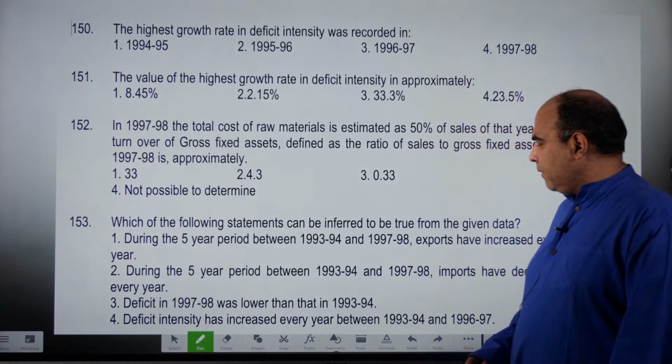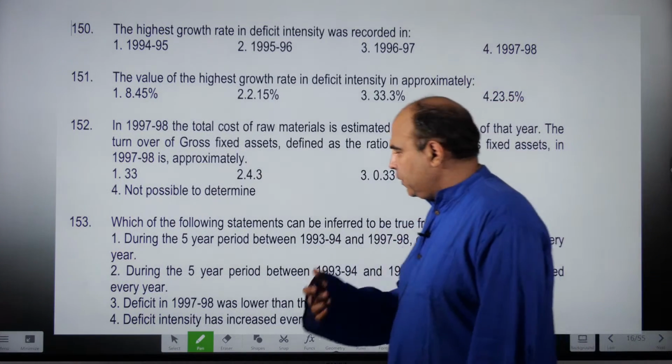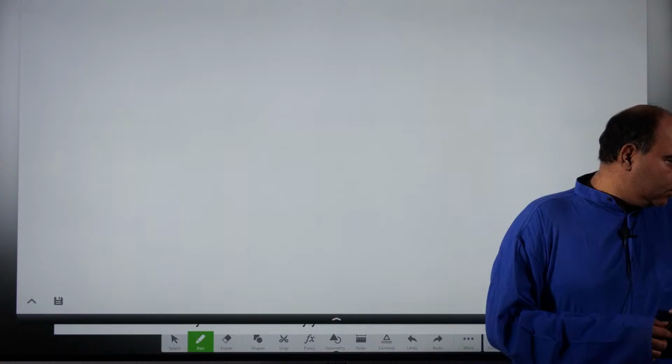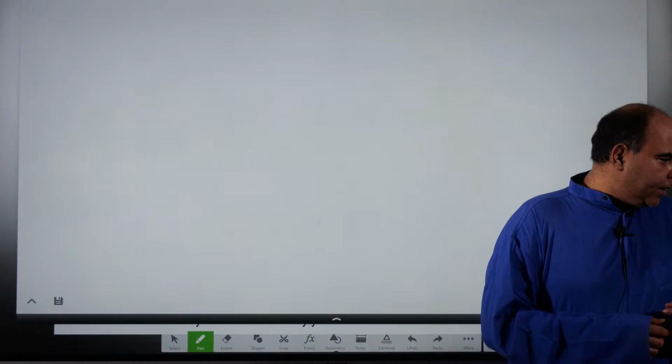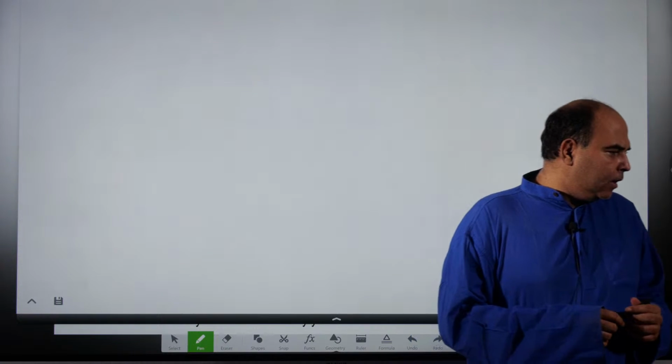In 1997-98, this is where they're using the next two variables. I think I had lost connection in between.